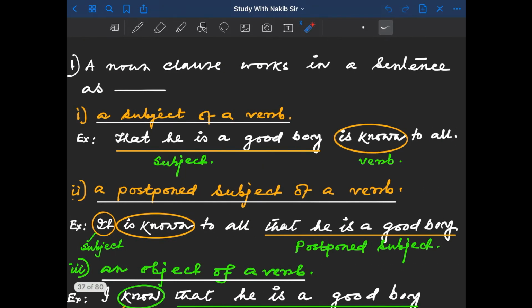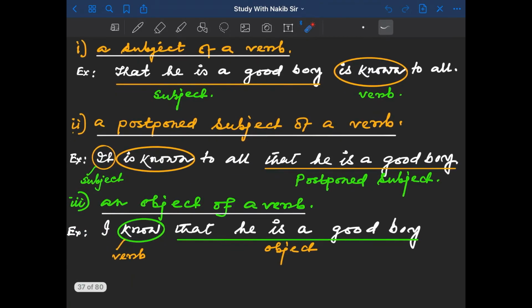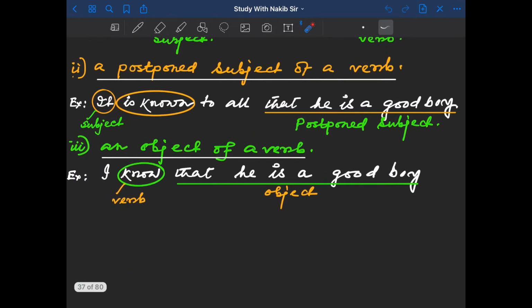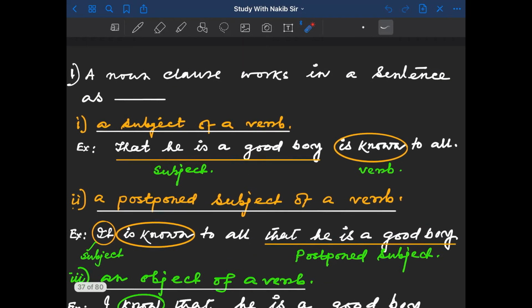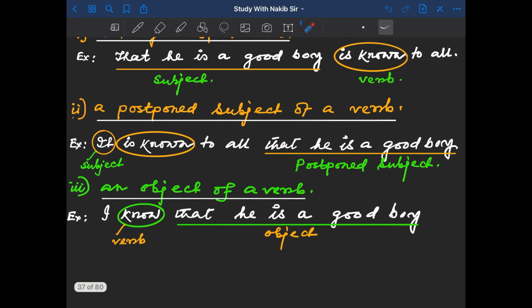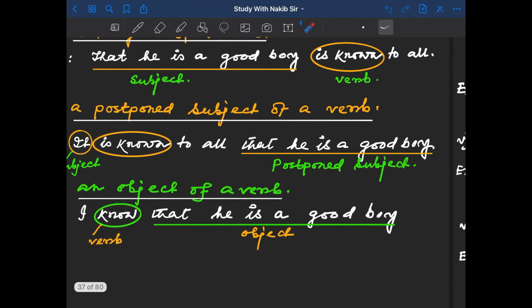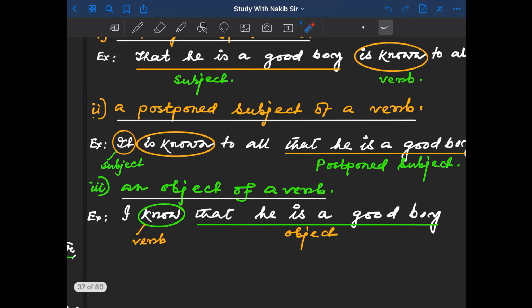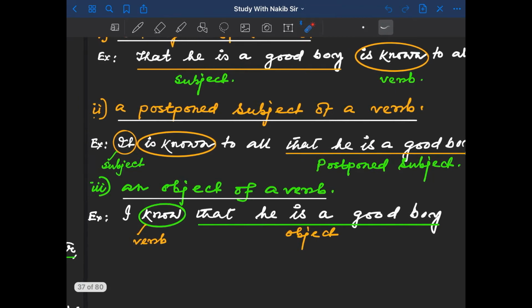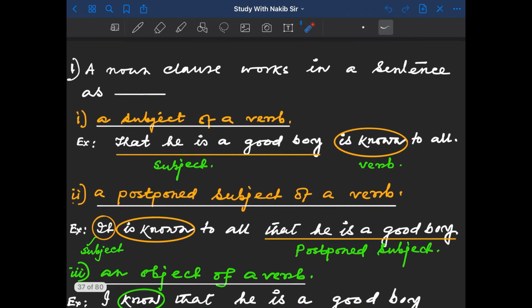Now see a noun clause. What is a noun clause? A noun clause works in a sentence like a noun: as a subject, as a postponed subject, as an object of a verb, as an object of a preposition. You know all the things. As a complement of a verb, as a complement of an adjective, and in apposition. And now see the examples.